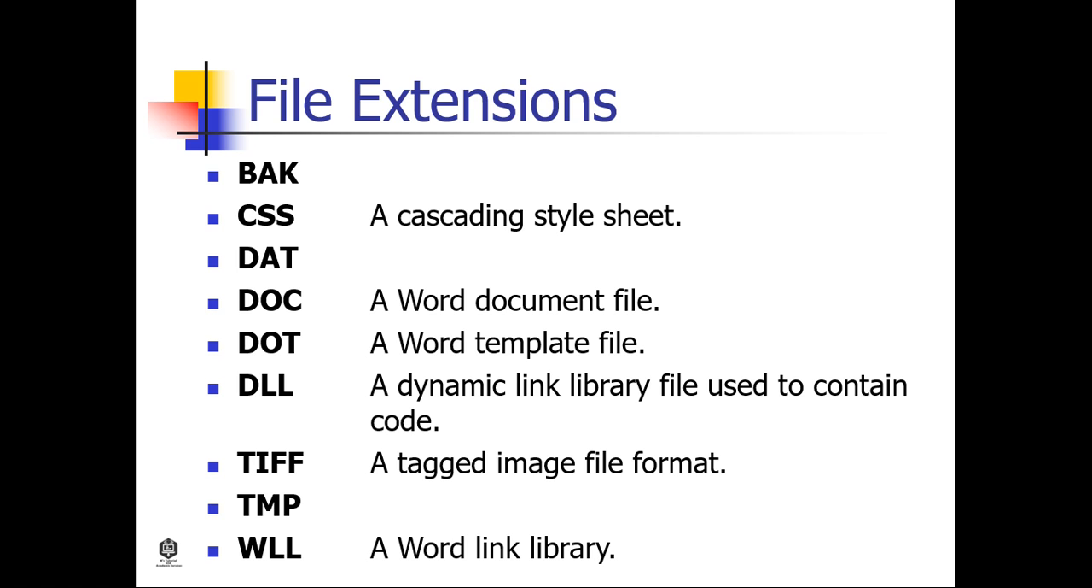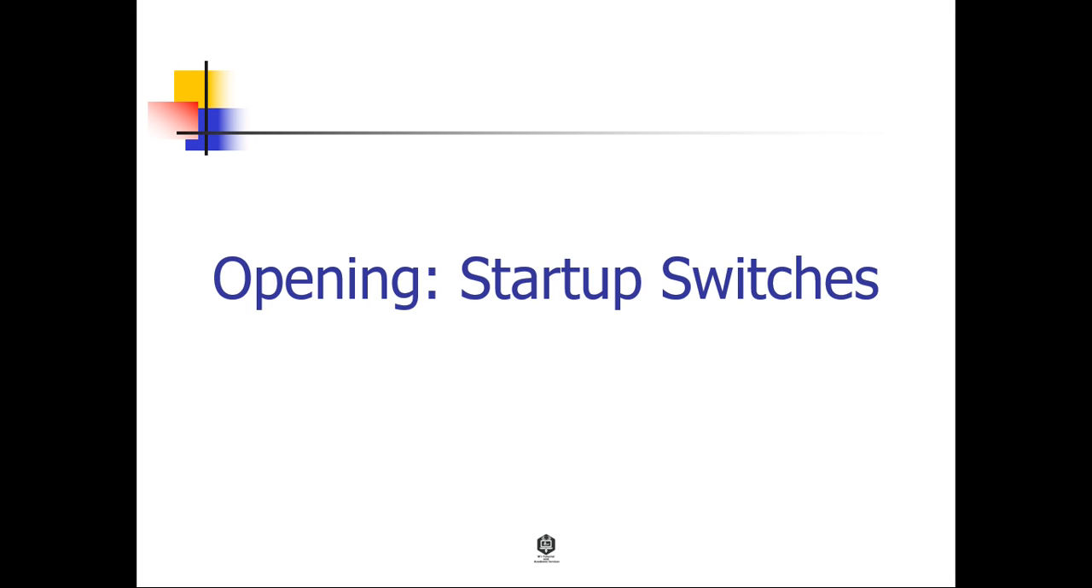The file extension samples are BAK, CSS or a cascading style sheet, DAT, DOC, a Word document file, DOT, which is a Word template file, DLL, or a dynamic link library file used to contain code, TIFF, which is a tag image file format, TMP, and WLL, which is a Word link library.